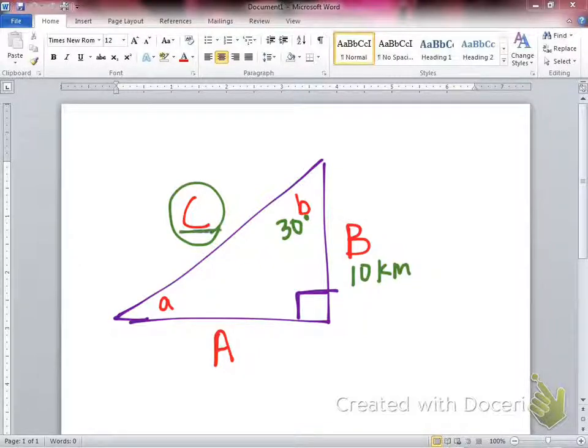Okay, if my goal is to find side C, I have an angle, I have one side, and I'm trying to find my hypotenuse, right? This is our hypotenuse side of the triangle. So if I have an angle and I have something adjacent to that angle, what trig function can I use to help find that hypotenuse? All right, let's write down all of our trig functions first, okay? Sine of theta is equal to what? Opposite over hypotenuse.